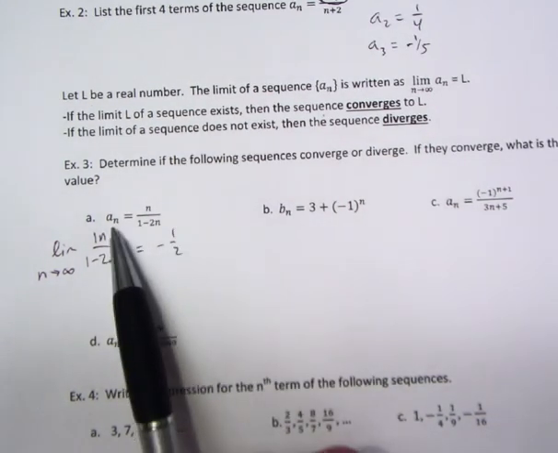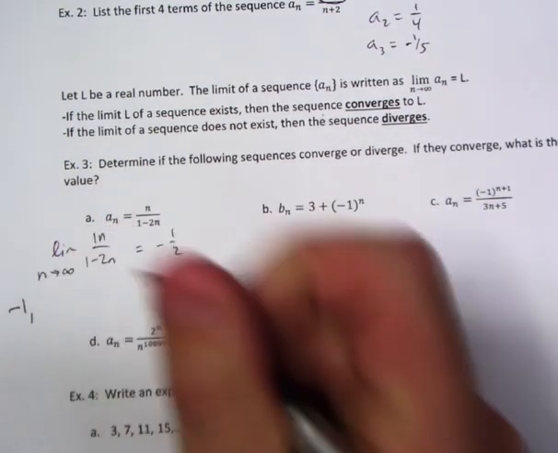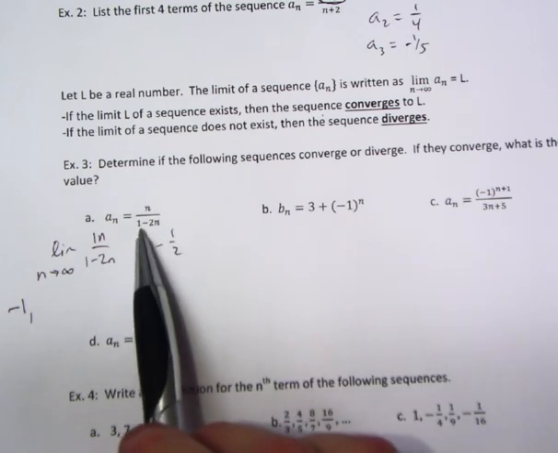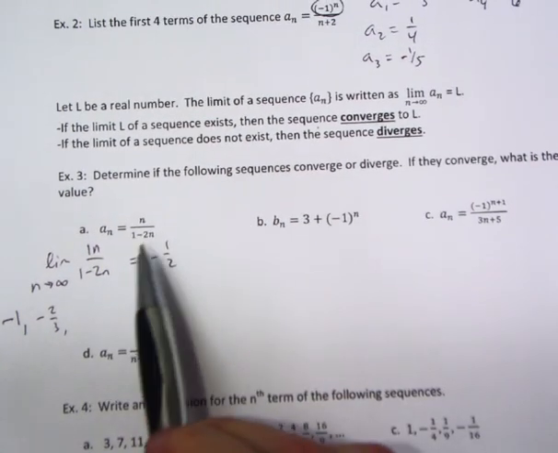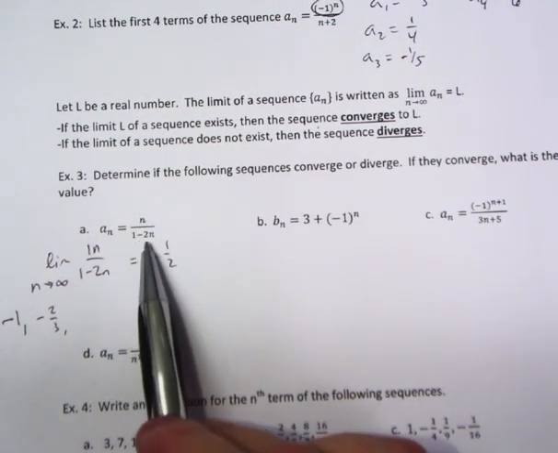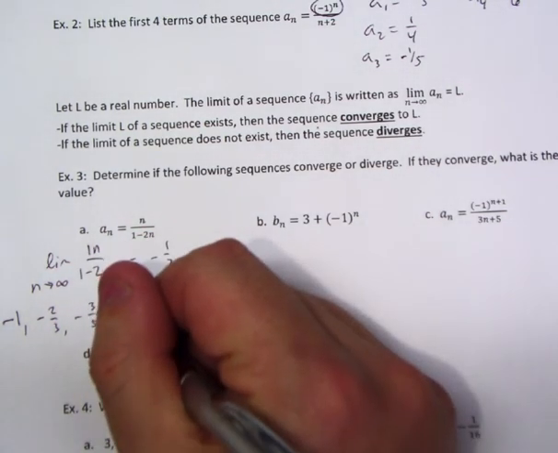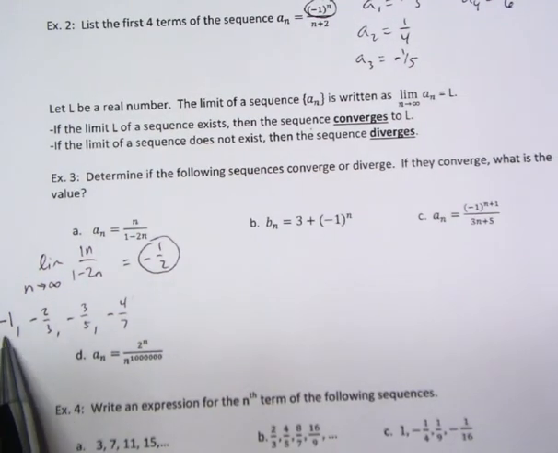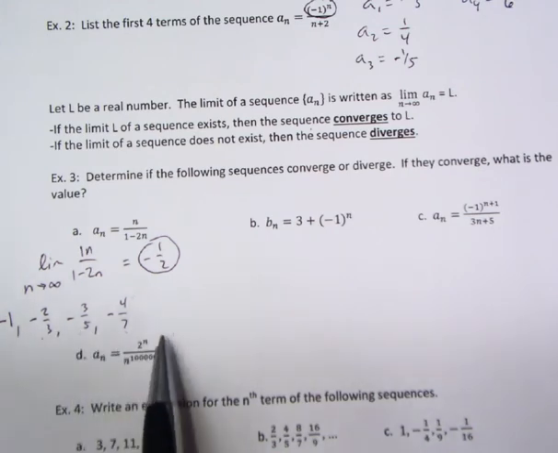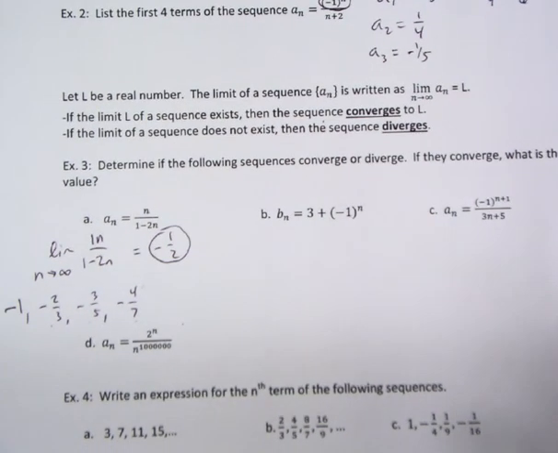Visually, I didn't write this, so I don't have these listed out. But imagine I plug 1 in for n. I would get 1 over 1 minus 2, so I get -1. If I plug 2 in for n, I get 2 over -3, so -2/3. If I plug 3 in for n, I get 3 over 1 minus 6, so -3/5. If I plug 4 in, I get -4/7. And basically what this is saying is if we keep extending this sequence, then the terms are approaching -1/2. You're never going to get to -1/2, but the terms are converging towards -1/2 is what that is saying.